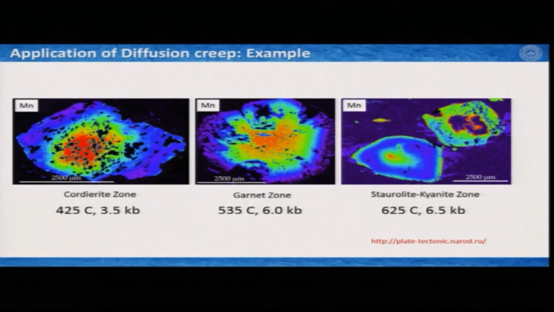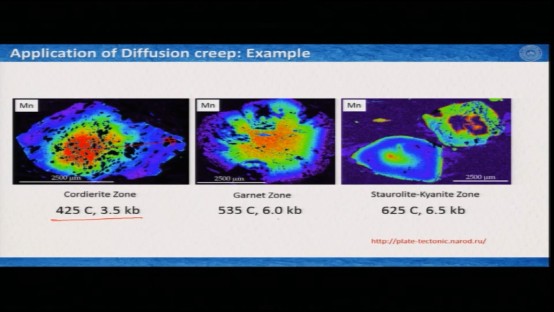So, here is an example. As you can see, three different garnet grains are mapped with microprobe or EPMA for different elements. I have only shown the manganese here. The warmer colors, the reds, mean higher concentration, and colder colors, blue, indicate lower concentration. In this cordierite zone, the first one, the temperature was estimated at 425 degrees centigrade and pressure 3.5 kilobars. Here you see that manganese has higher concentration at the core and it is slowly decreasing towards the rim.